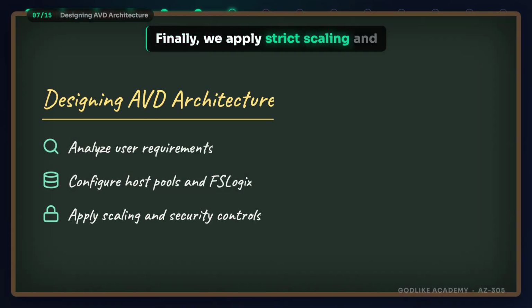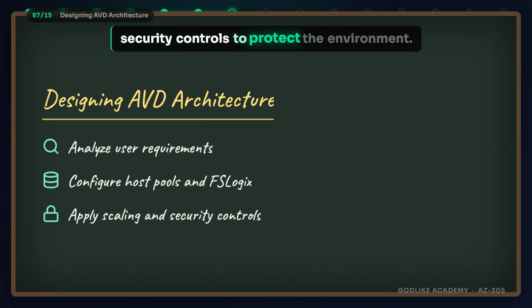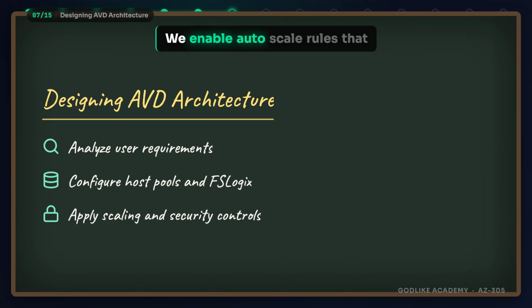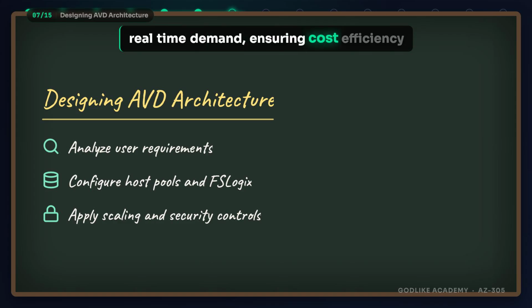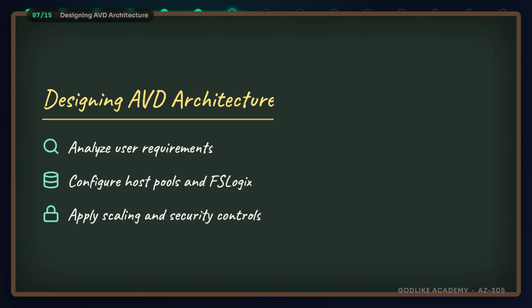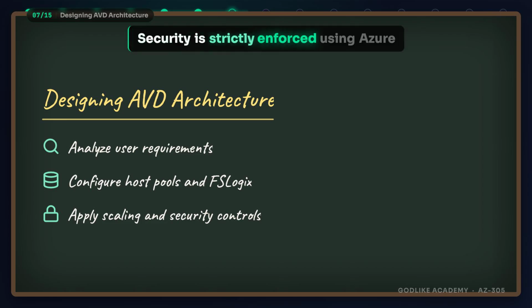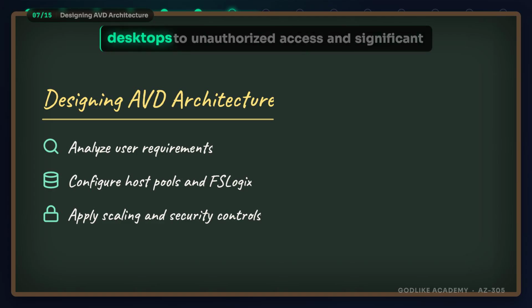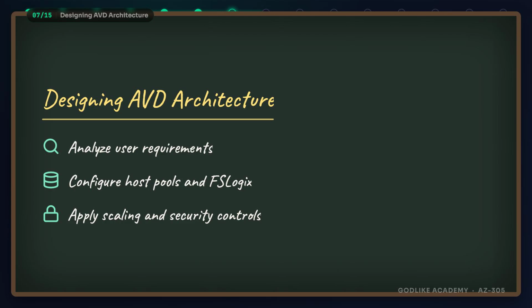Finally, we apply strict scaling and security controls to protect the environment. We enable auto-scale rules that automatically adjust VM counts based on real-time demand, ensuring cost efficiency during off-hours. Security is strictly enforced using Azure ID conditional access policies that block connections from non-compliant devices. Neglecting these controls exposes your virtual desktops to unauthorized access and significant data breaches.